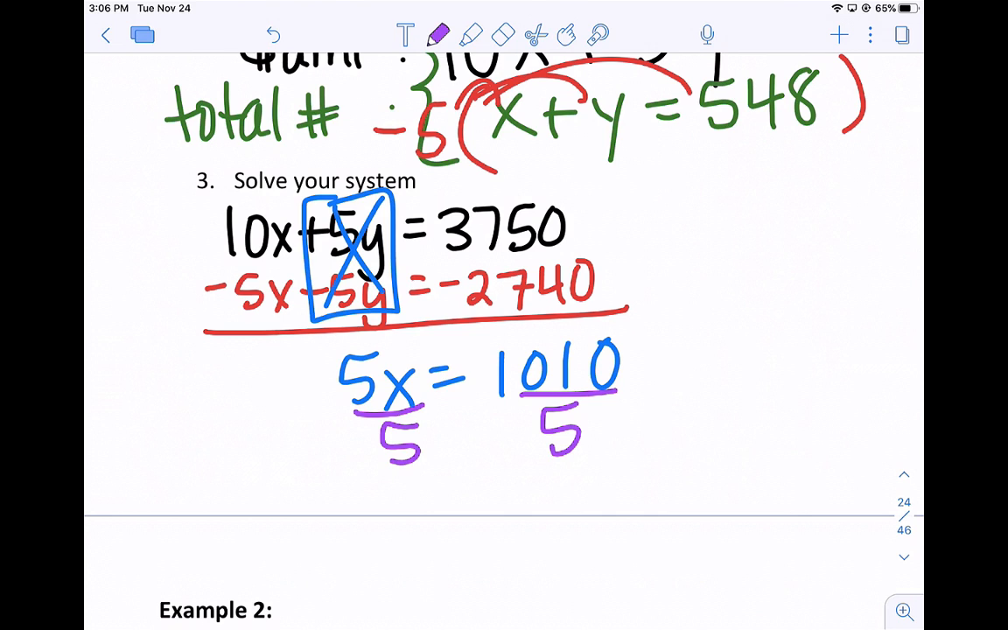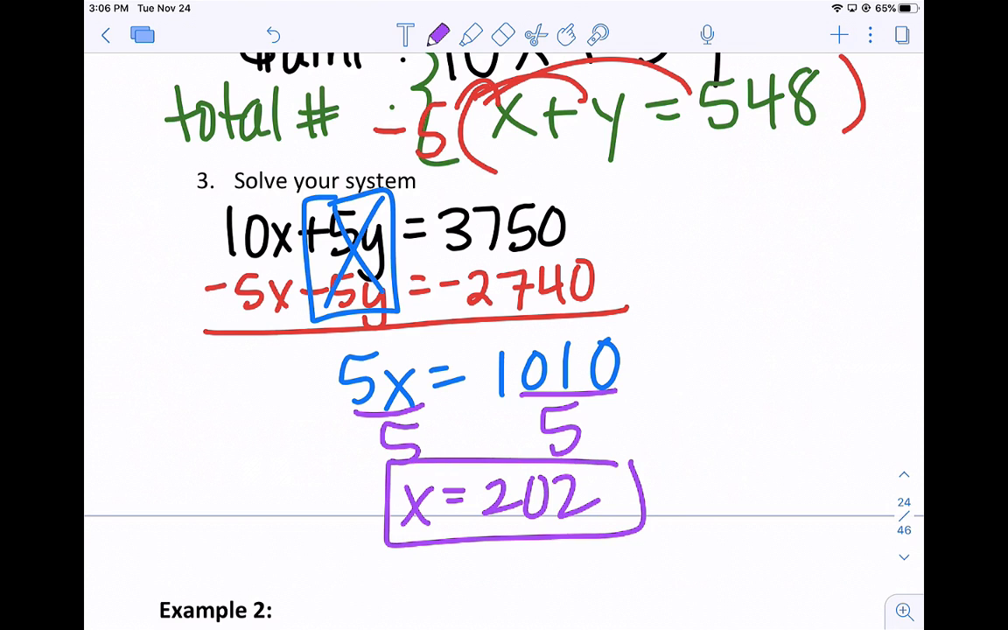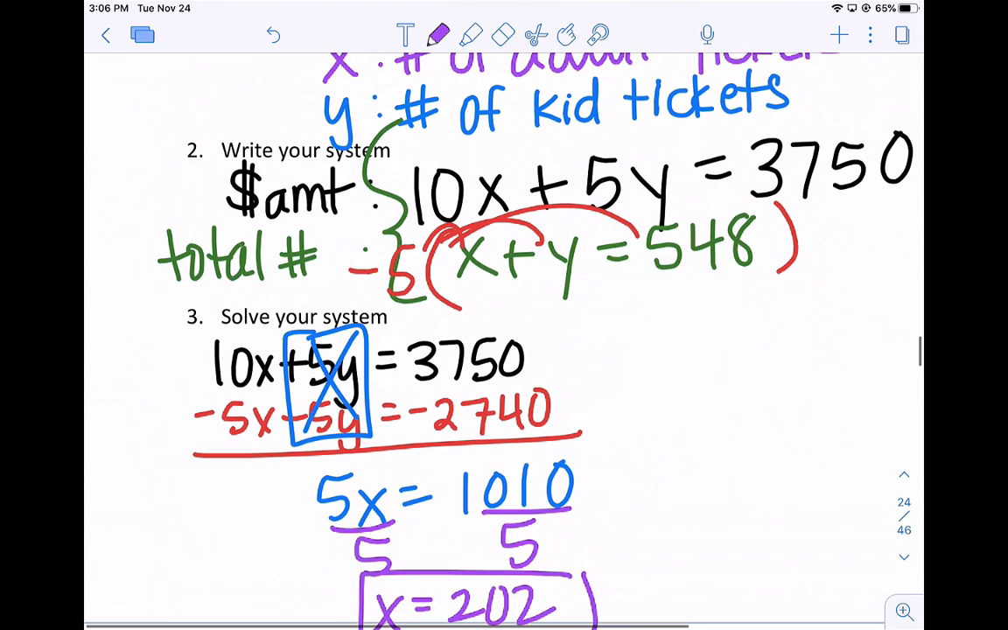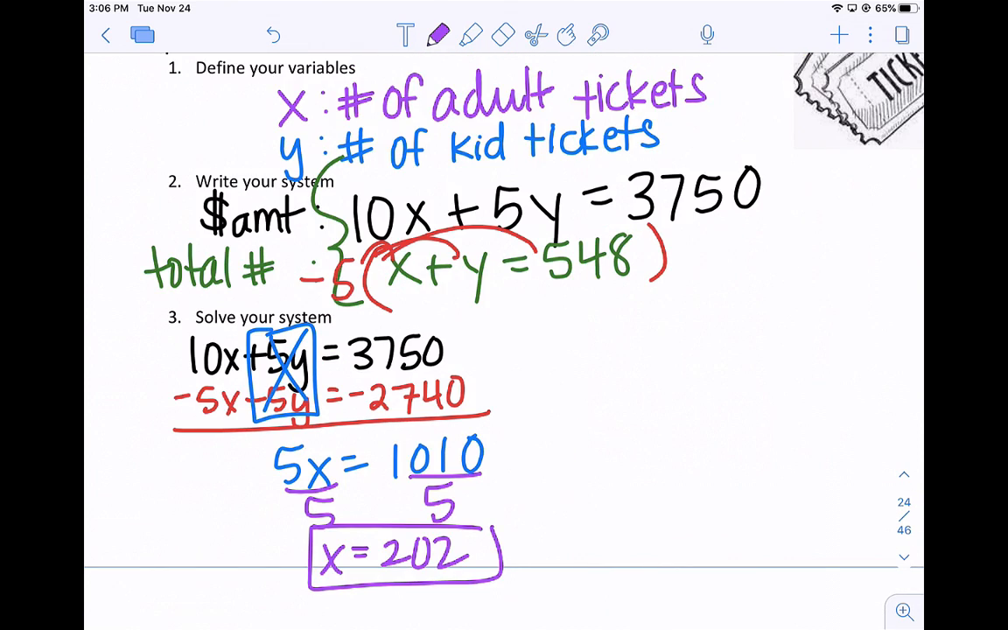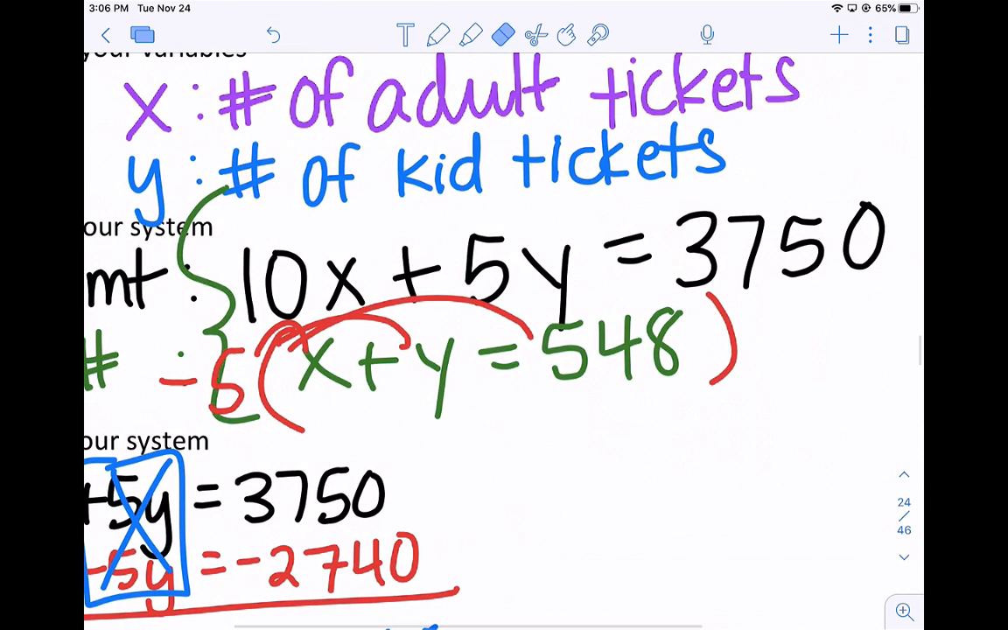And we'll get 202. I guess I could have done that without a calculator. All right, so X is 202. So what that means is we sold 202 adult tickets because X is adult tickets. So then we got to figure out how many kid tickets we sold. So we can choose either one of our original equations right here, top or bottom. I'm going to choose the bottom equation in green because the numbers are a lot smaller.